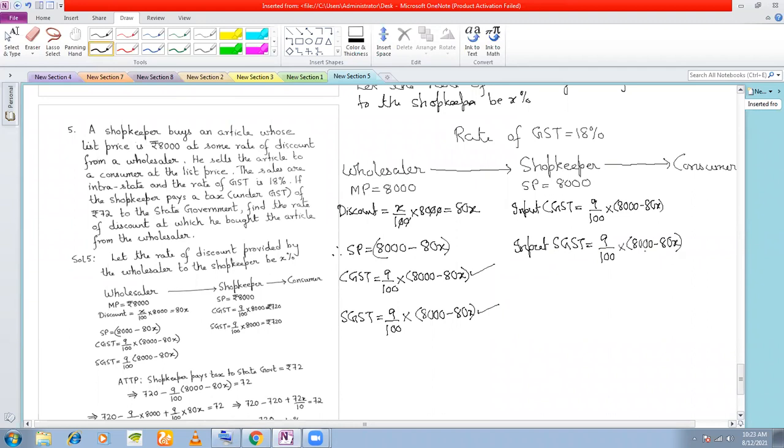Now, once we have calculated the input, we calculate the output CGST. Output CGST is calculated on the selling price. So 9% of 8,000. Output SGST is also 9% of 8,000. Both come to 720 rupees. Okay.